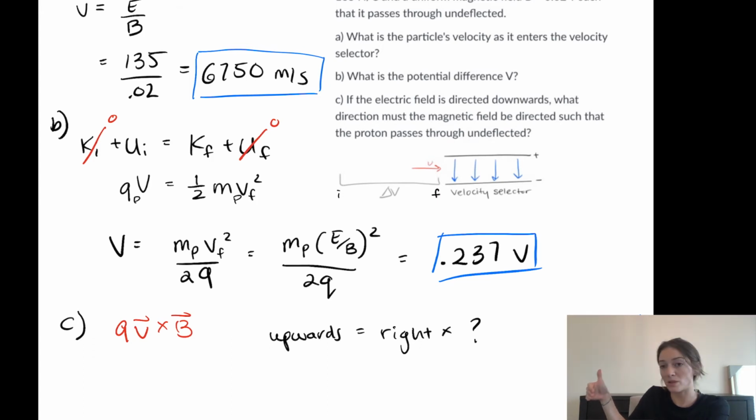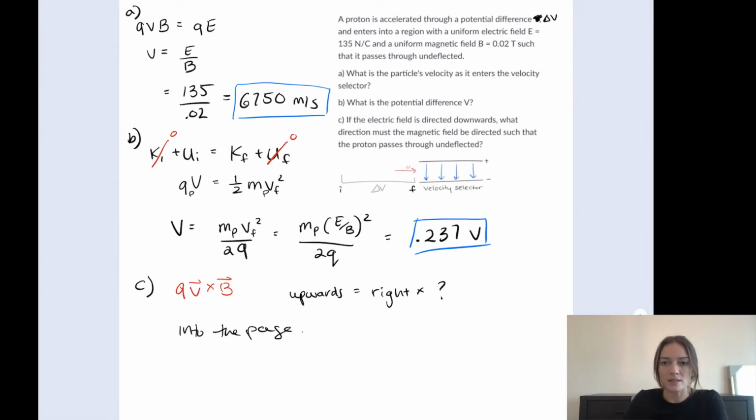So in order for our thumb to be pointing upward, if our hand starts pointing in the direction of the velocity this way, our thumb is up. If we bend our fingers into the page, so we want the magnetic field to be into the page. So the magnetic field is into the page. Okay, so that's this problem.